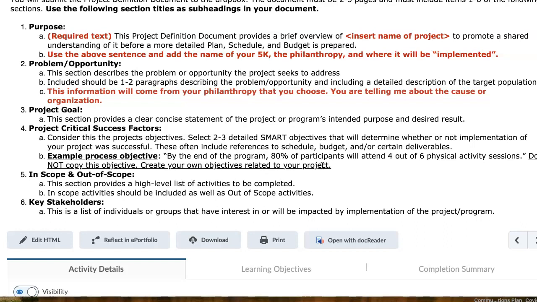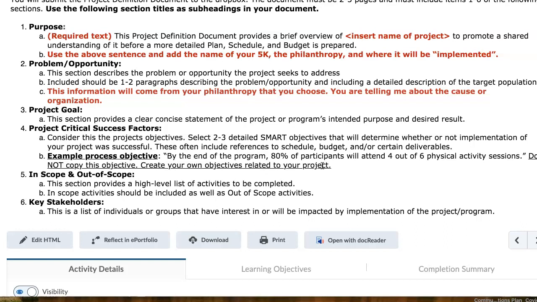So your critical success factors would start with by the end of the 5K. By the end of the 5K, what? What will tell me that your project, your 5K, has been a success? How will you measure success within your 5K? I want you to make sure you think through that a great deal, and that you review goals and objectives as well. All right, in scope and out of scope.